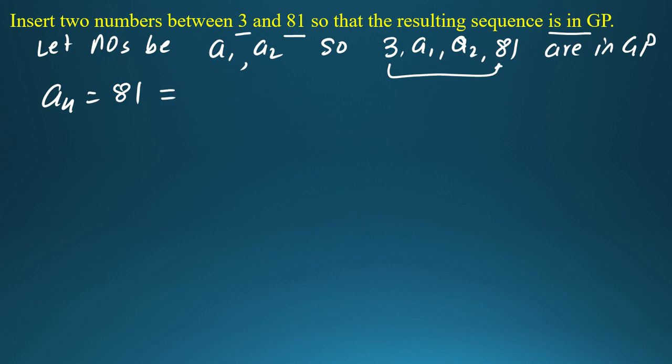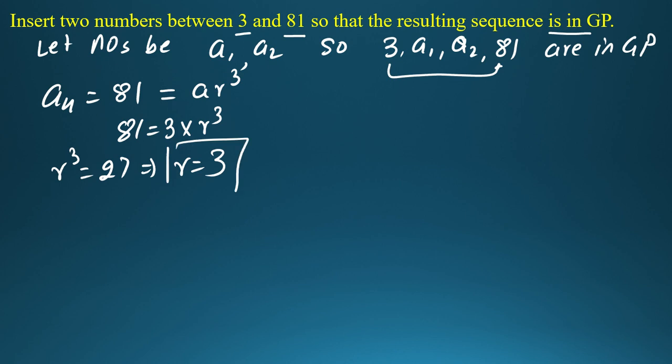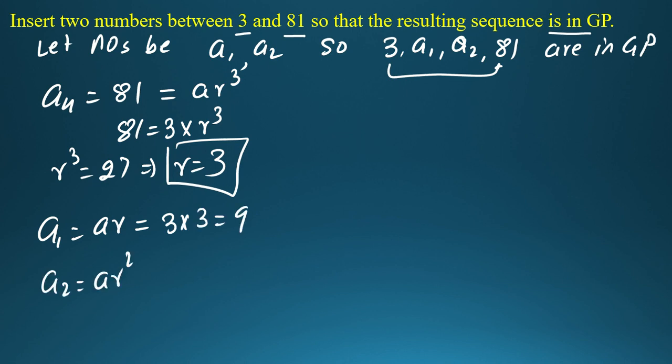So what is the formula for the fourth term? ar to the power 3. Now a means 3, r we don't know. So r cube is equal to 27. So r is equal to 3. This is the common ratio. And once we got the common ratio, A1 will be equal to ar, means 3 times 3. So it is 9. And A2 means ar square, means 3 times 3 square, which is 27. So 9 and 27 are the answer.